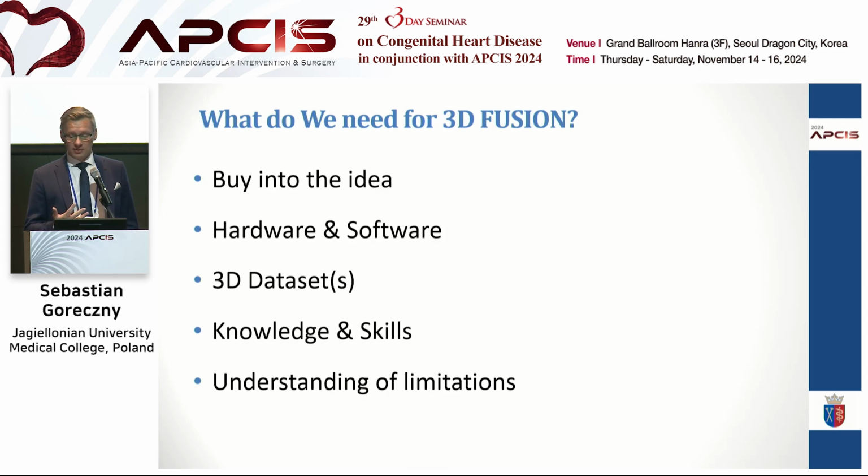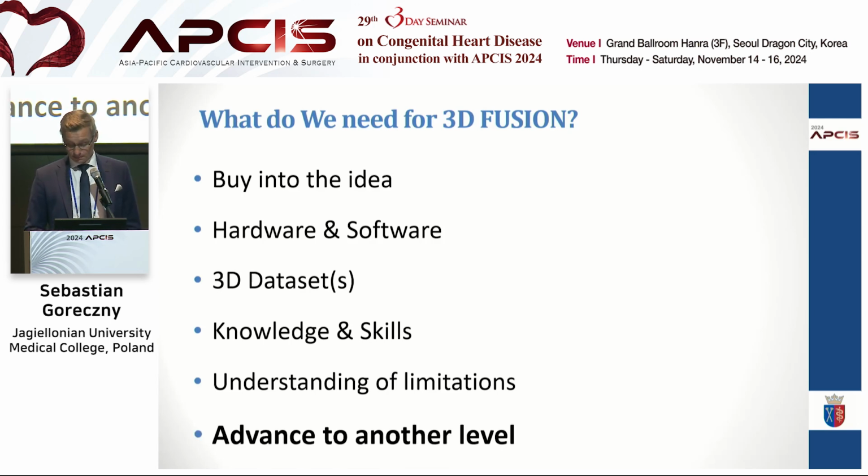But in order to understand three-dimensional imaging in a cath lab, and specifically 3D fusion, I just want to take you through 5 steps, which I think are crucial for better understanding and better decision-making in the cath lab. First of all, you have to buy into the idea. You need to have software and hardware. Then you need to have data sets, whether CT, MRI, or 3D array from a previous study. Knowledge and skills are also very important. And finally, you need to understand limitations. If you know all that, you can take it to another level.